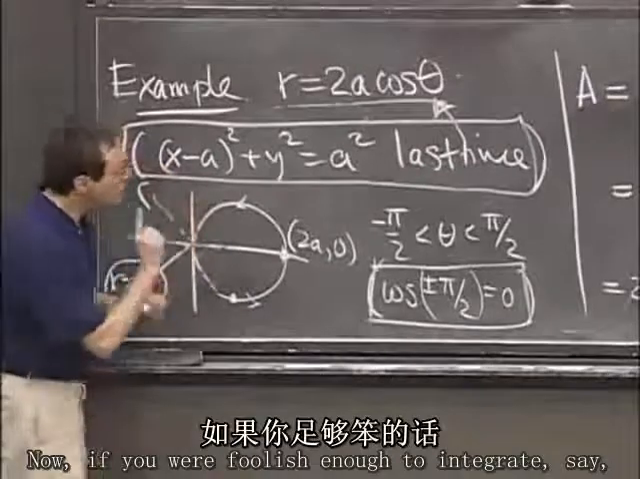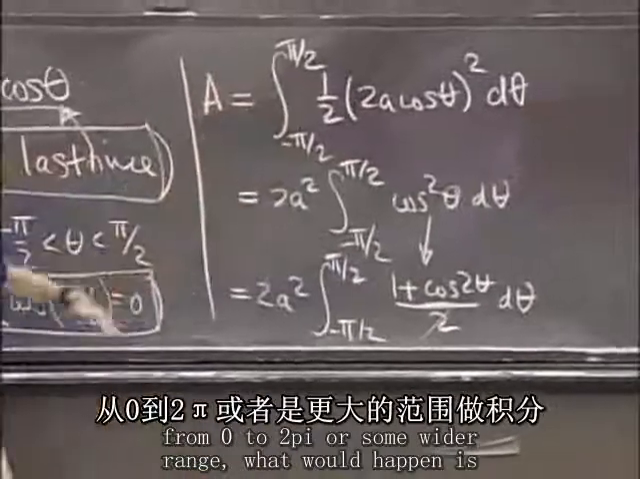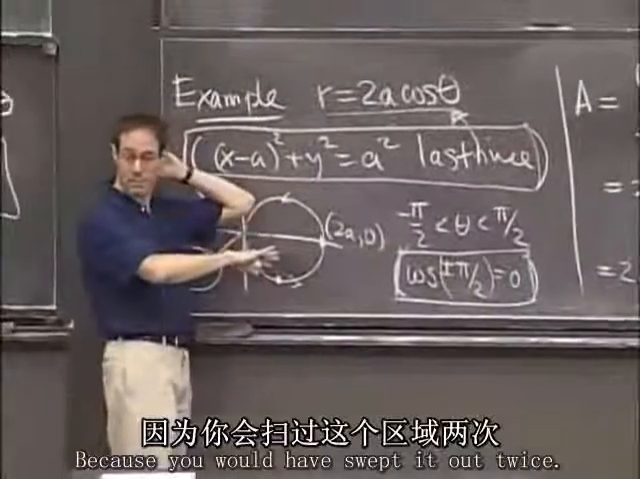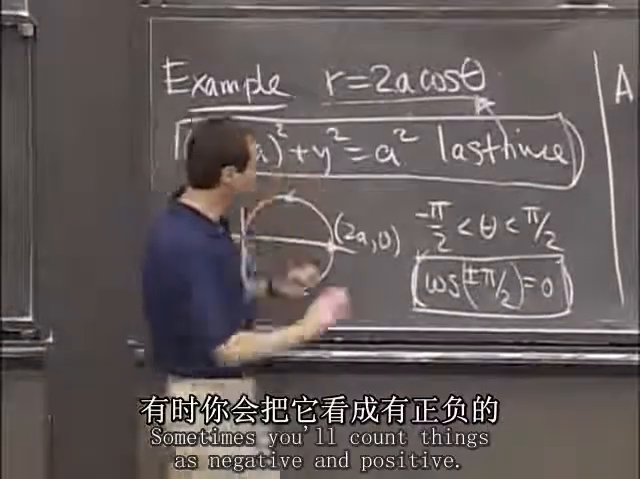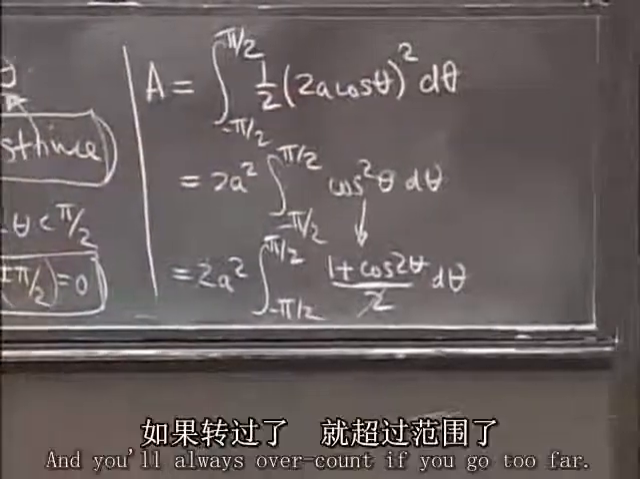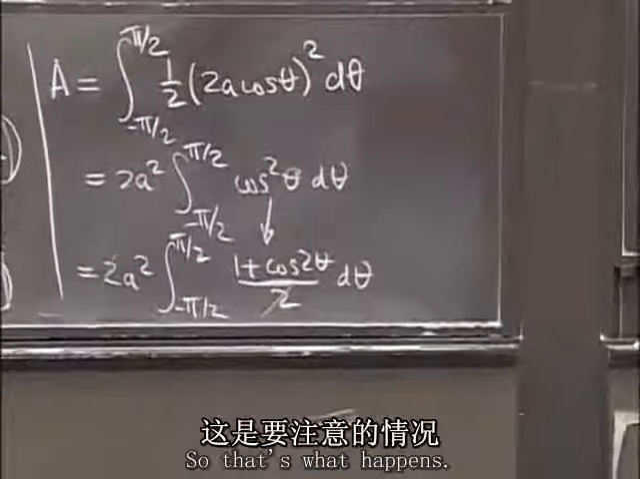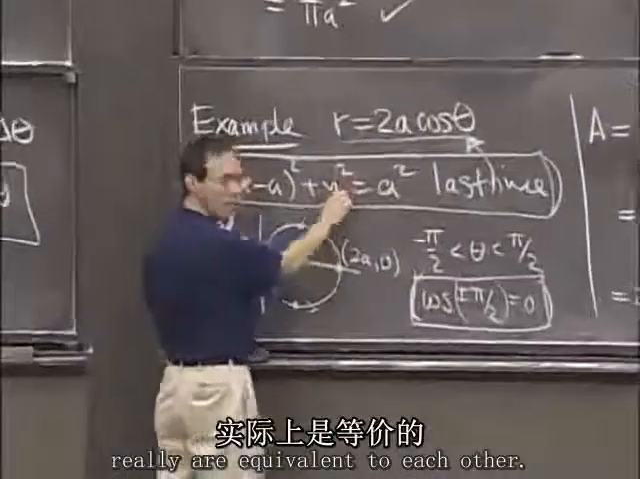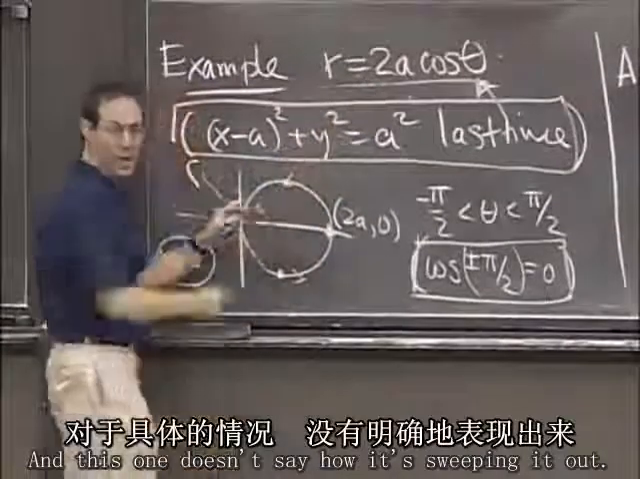Right? Now, if you were foolish enough to integrate, say, from 0 to 2 pi or some wider range, what would happen is you would just double the area because you would have swept it out twice. All right? So that's the mistake that you'll make. Sometimes you'll count things as negative and positive, but because there's a square here, it's always a positive quantity, and you'll always overcount if you go too far. All right? So that's what happens. Again, it sweeps out the same region. That's because these two equations really are equivalent to each other. It's just that this one sweeps it out twice, and this one doesn't say how it's sweeping it out.